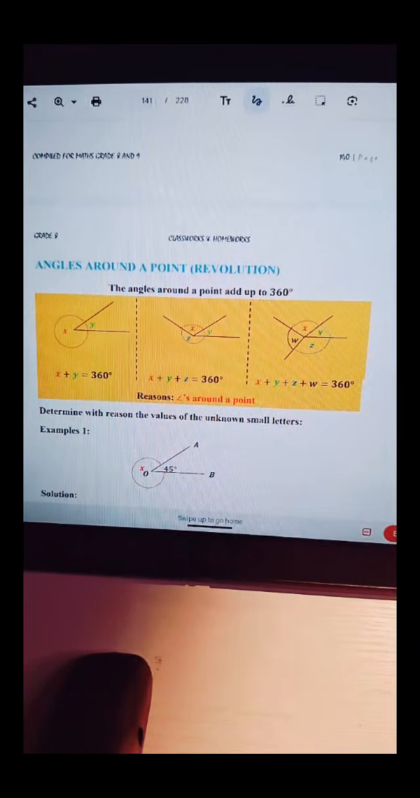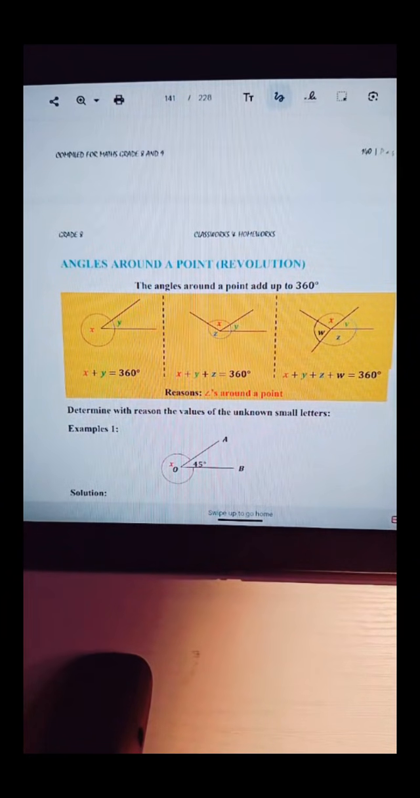Let us answer there. Determine with reasons the values of the unknown small letters. Example 1. What's the value of X? X is this angle. 45 is that angle. We want the value of X. What is the value of X? Giving a reason.